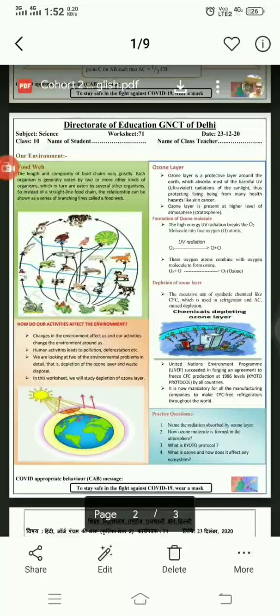Today we study about our environment and we will study the topic food web. What is food web? Food web is the network of different food chains where each food chain meets on a single point.